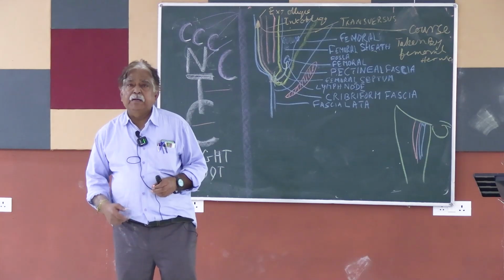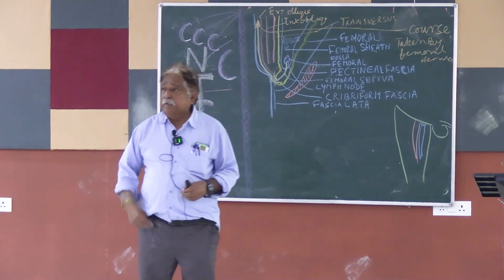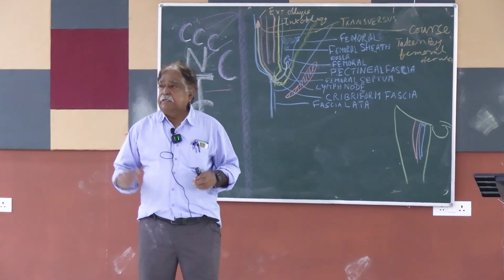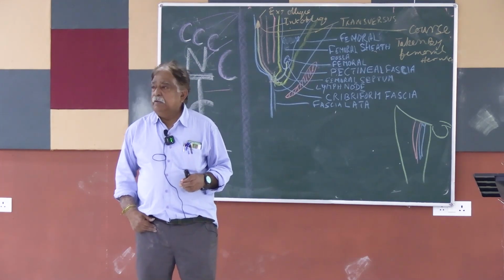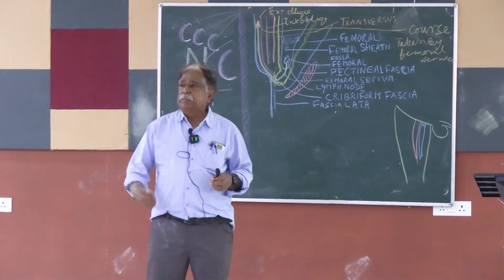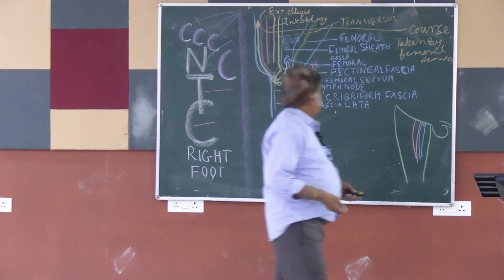You tap. Don't pierce the pulsating vessel. You go medially and shoot, and then you tap. That can give you blood.